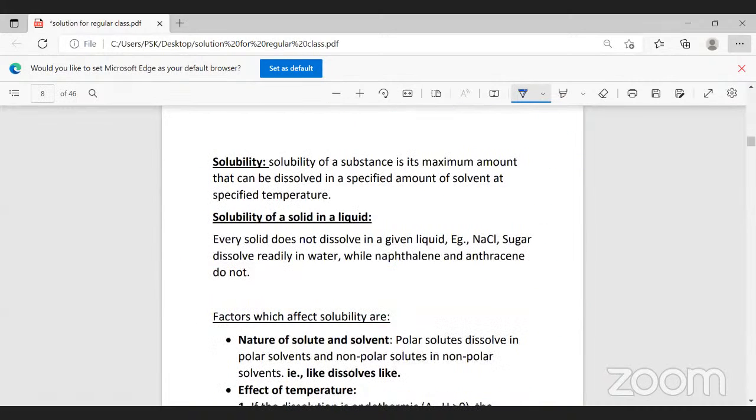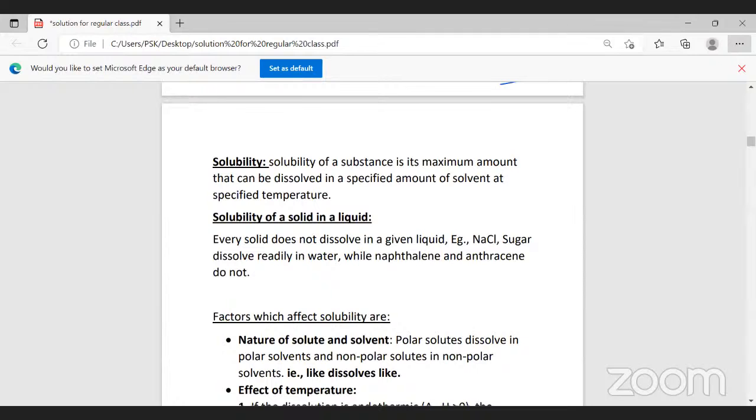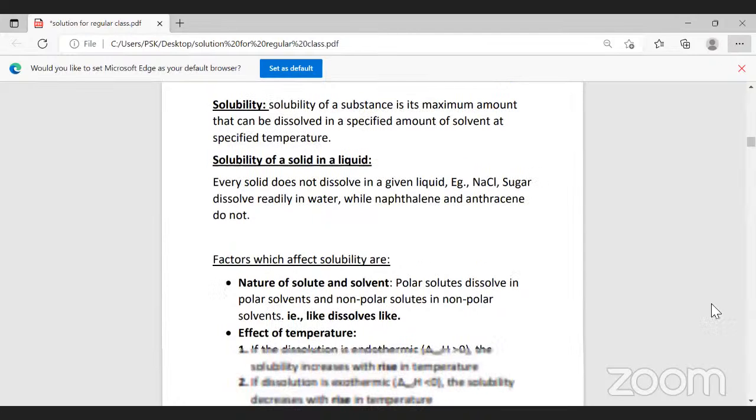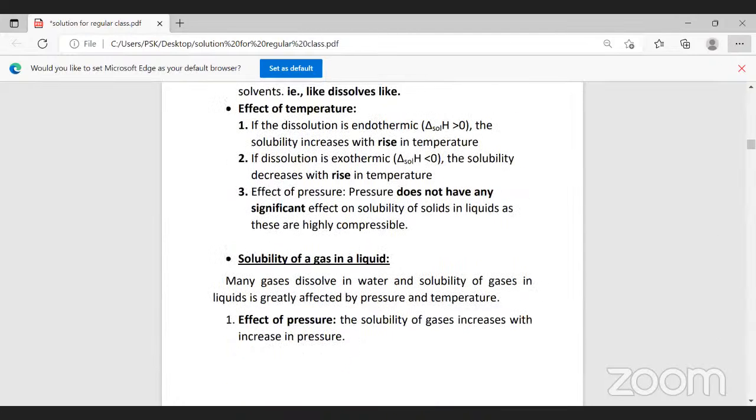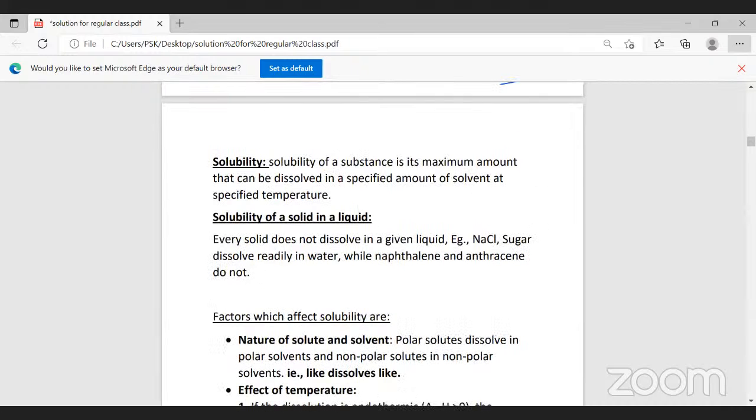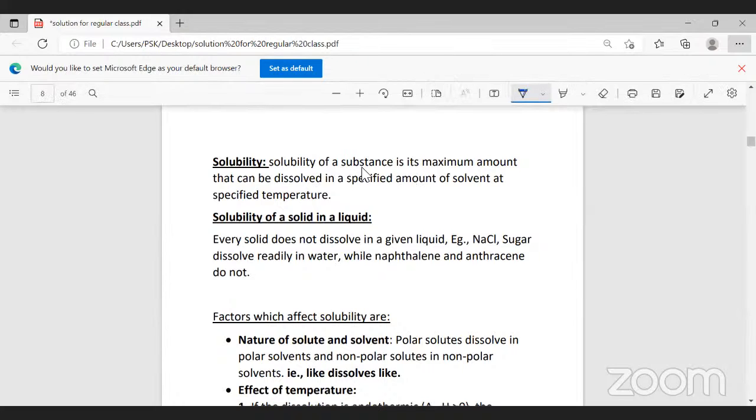The next part of the topic we will learn. I think we learned it yesterday. Solubility, we learned it yesterday. Anyways, we will learn the continuation. To have the continuity, we will learn and we'll try to solve some problems also. Now, solubility, a few more problems.